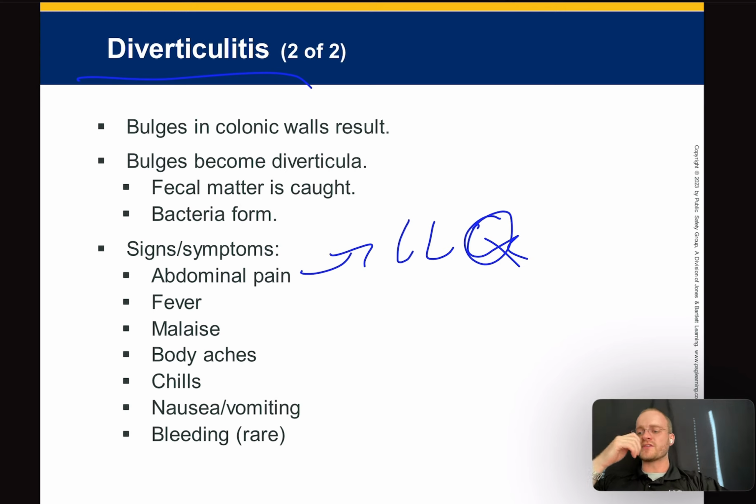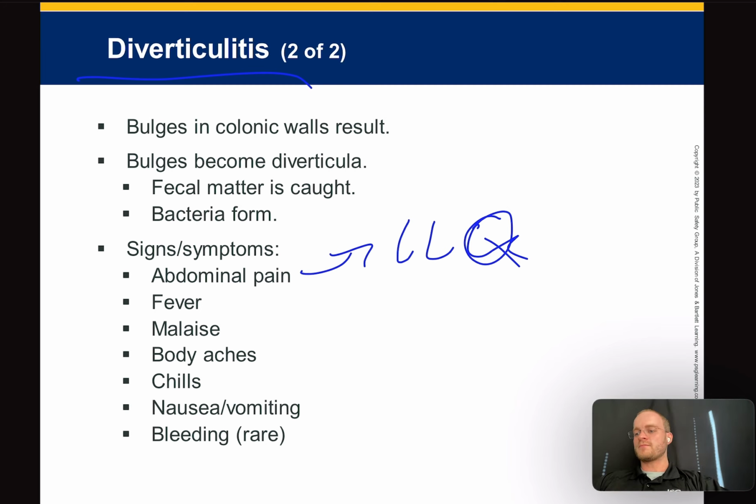So where am I getting at with this? If they tell you 62-year-old female, so she's not of childbearing age, left lower quadrant abdominal pain with fever, has a history of constipation, boom, diverticulitis, okay? Now, can it present in other quadrants? It can. But I'm just letting you know the go-to in that area is going to be the sigmoid.